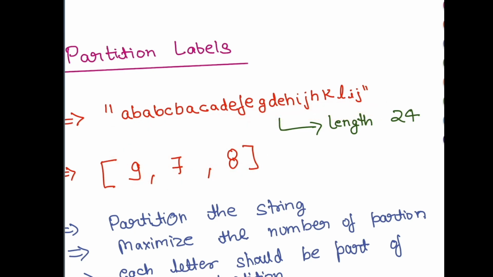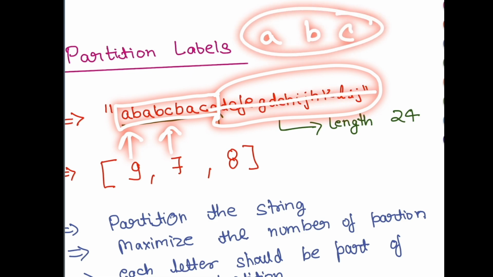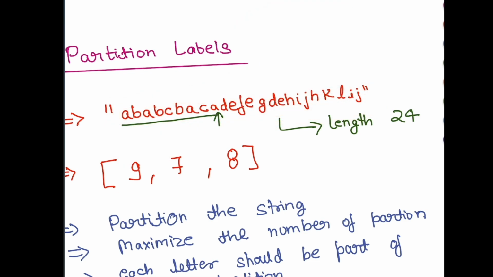So 9 means that since this is the first partition, start from the beginning and go till the 9th character. This is the 9th character right now, and here you will notice that none of the characters in this partition is part of any other place in the string. This first partition is made up of A, B and C, and you will not find A, B and C in any other part of the string. So that is why this is a valid partition whose length is 9.